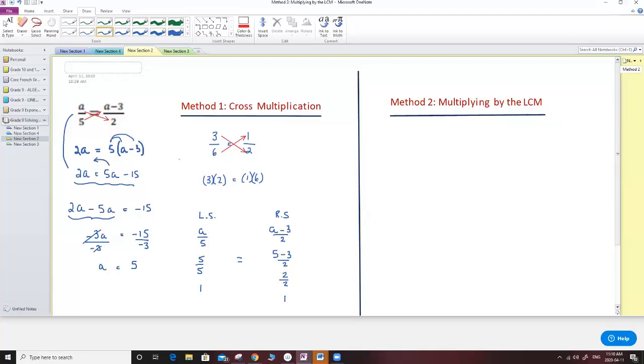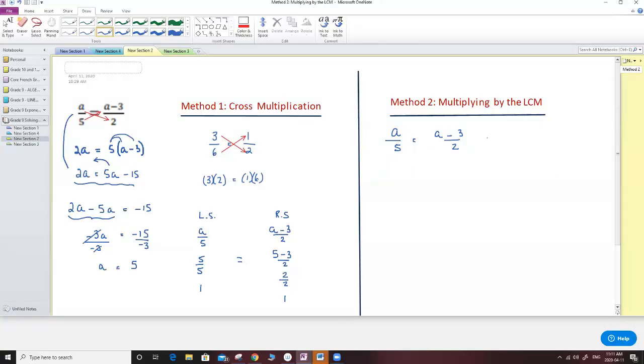Now, can I solve the same problem with another method? Yes. We call this method multiplying by the lowest common multiple. If you see here, I have a over 5 equal (a minus 3) over 2. I don't like to see the equation with fractions, so I need to find a way to make the 2 and the 5 disappear. So maybe I need to multiply the left side and the right side by something to make the 5 and 2 disappear.